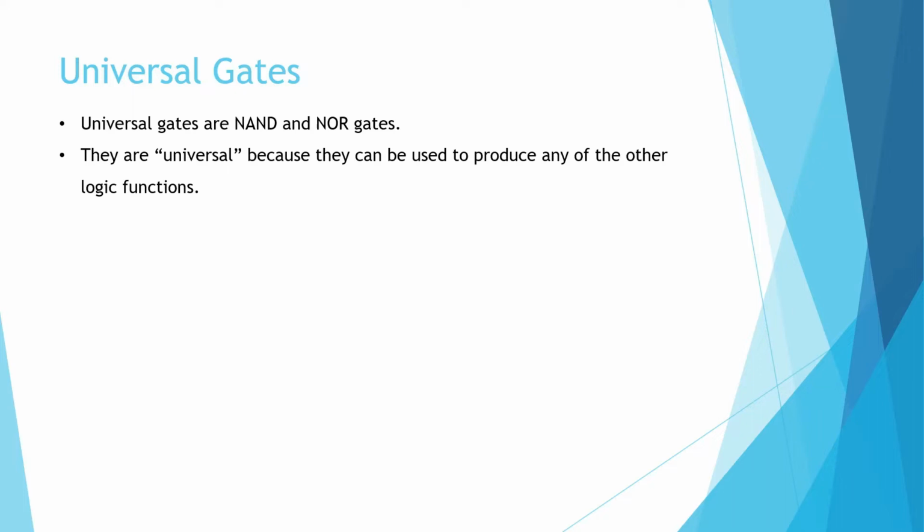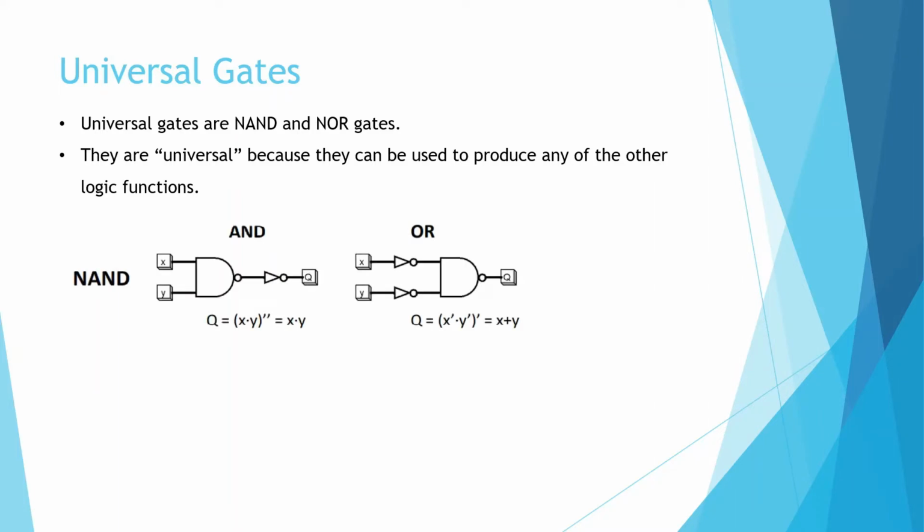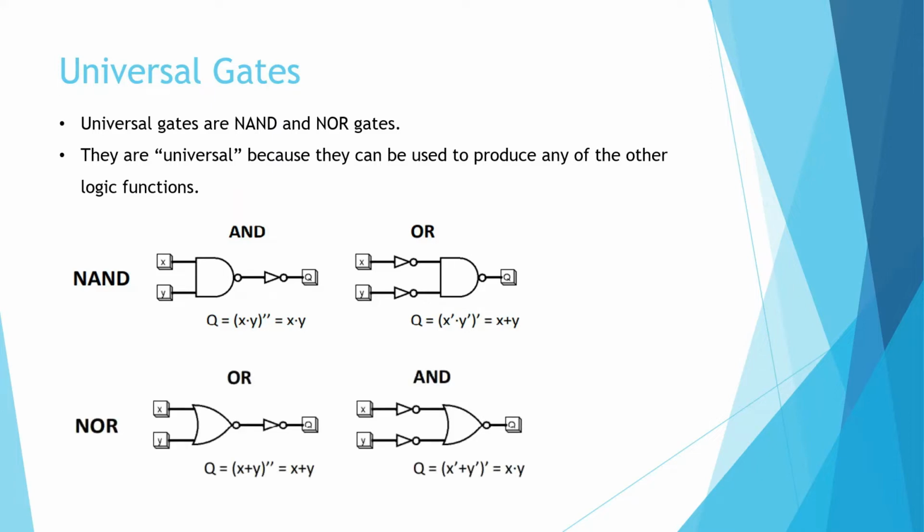The first thing I'll talk about are the universal gates. Universal gates are NAND and NOR gates. They are universal because they can be used to produce any of the other logic functions. With NAND gates, you can use one NAND and one NOT to make an AND, or two NOTs and then a NAND to make an OR gate. Similar things go for the NOR gate. You can use a NOR gate with a NOT to make an OR, or two NOTs with one NOR to make an AND.